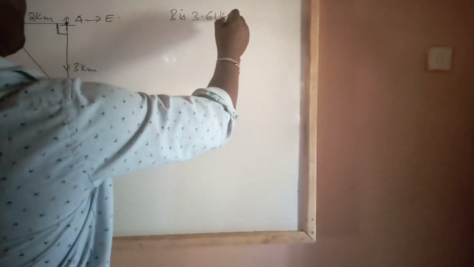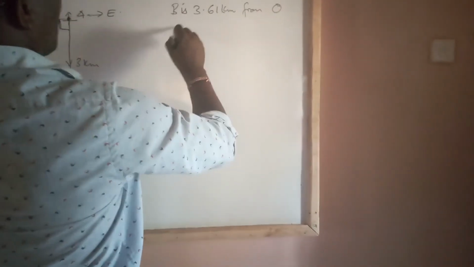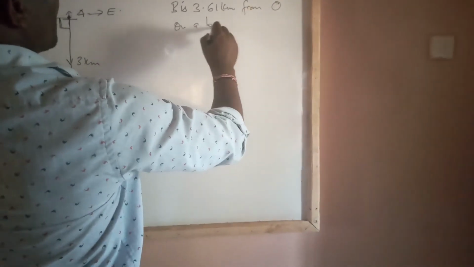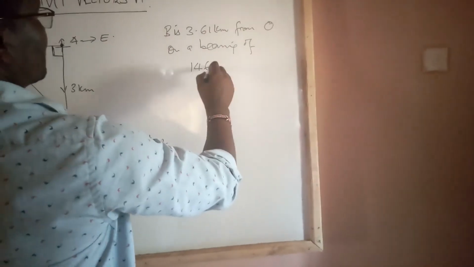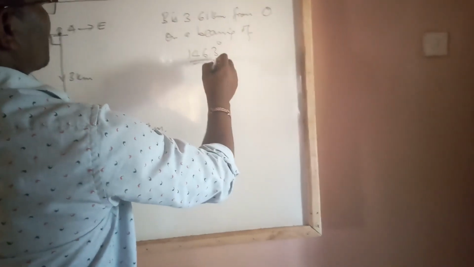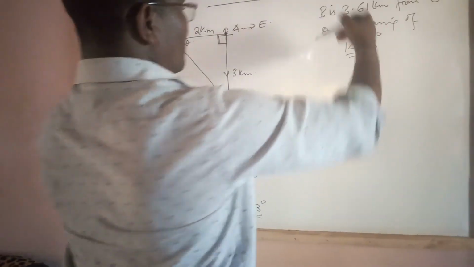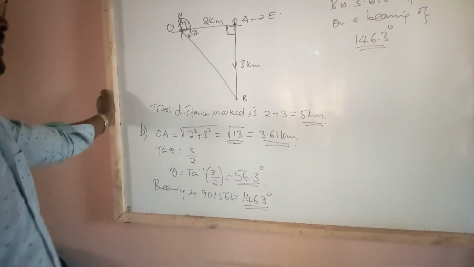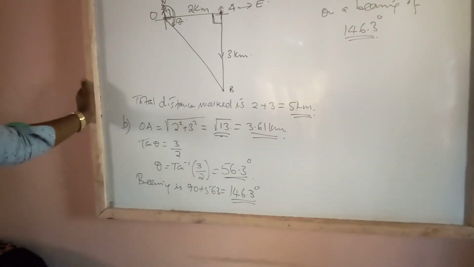So in answer to that question, we can say B is 3.61 kilometers from O on a bearing of 146.3 degrees, because we are measuring clockwise. This is simply how we can describe the position of B in relation to the position of O. All right?